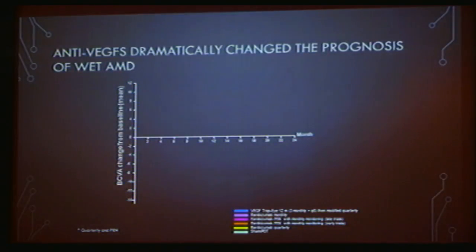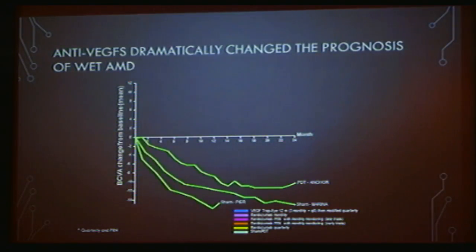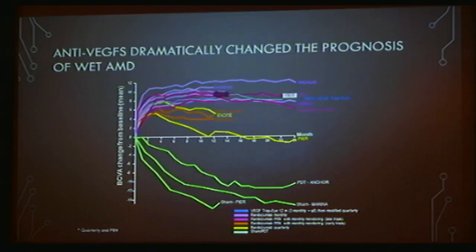Have we been making an impact on wet AMD? This is the natural progression of the condition, and this is what we have achieved with the use of anti-VEGF. Finally, gaining vision and maintaining vision, albeit in the long run patients with age-related macular degeneration will end up having some form of atrophy that will affect vision.